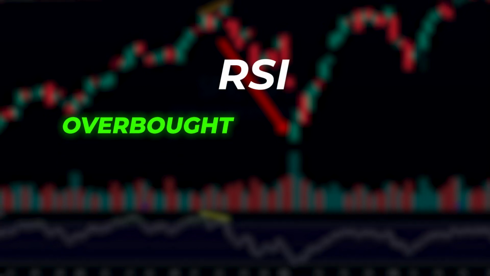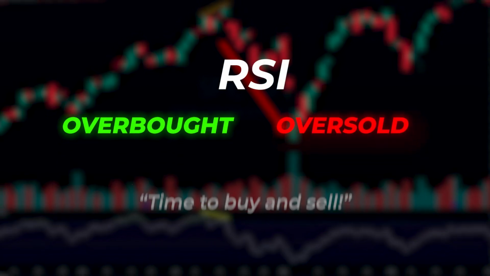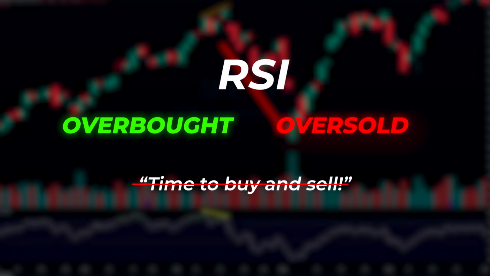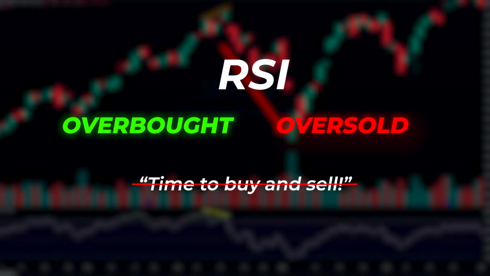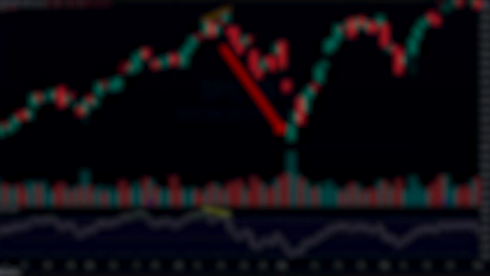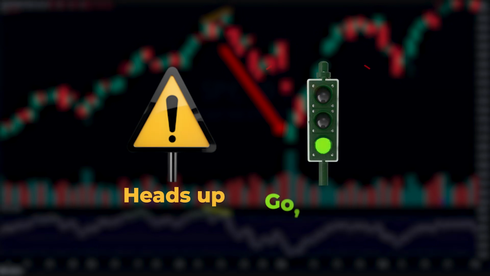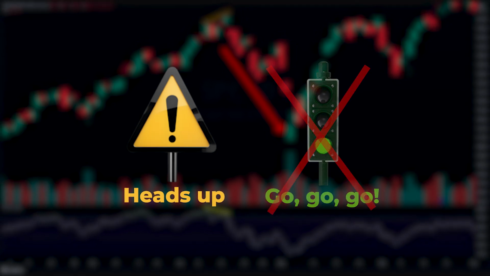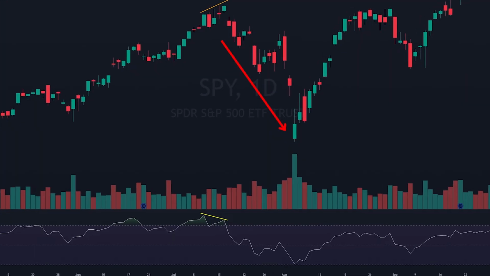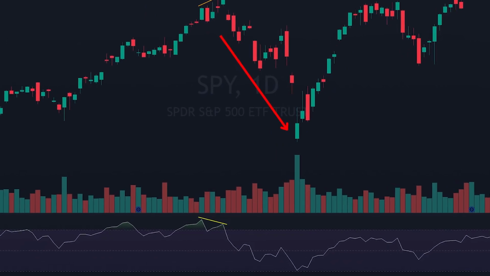Now, here's the thing. Just because RSI says something is overbought or oversold doesn't mean it's time to jump in and buy or sell right away. Markets aren't that predictable. I like to think of RSI as more of a heads up rather than a green light. It's like the tool is saying, hey, take a closer look, but it's not telling you exactly what to do next.